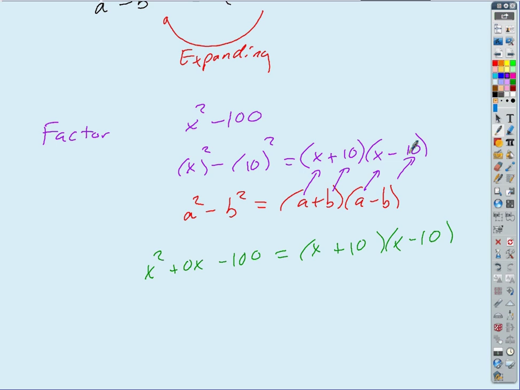Okay, so then what about a sum of squares pattern? Let's just try that. So what if we had something like this? What if we had something like a squared plus b squared? What's that going to factor into?